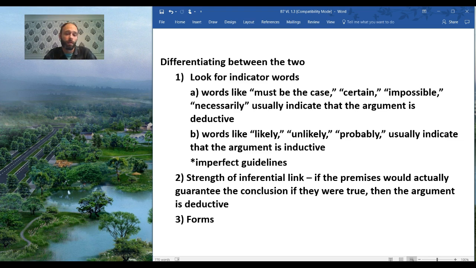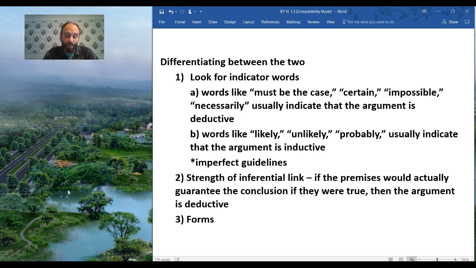One of these tools, the next step we should take after looking for indicator words, is to look at the strength of the inferential link between premises and conclusion. We talked about what an inferential link is in the last lecture. An inferential link is the support that the premises give the conclusion. So the strength of the inferential link is something we can look at to determine if an argument is inductive or deductive. If the premises, were they true, would actually guarantee the truth of the conclusion, then we can be certain that we're looking at a deductive argument.